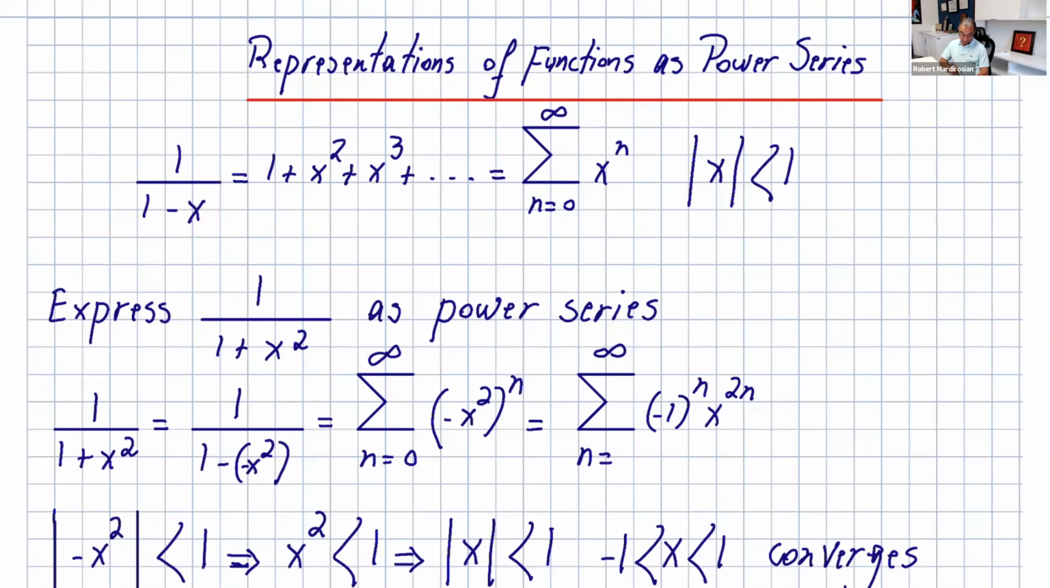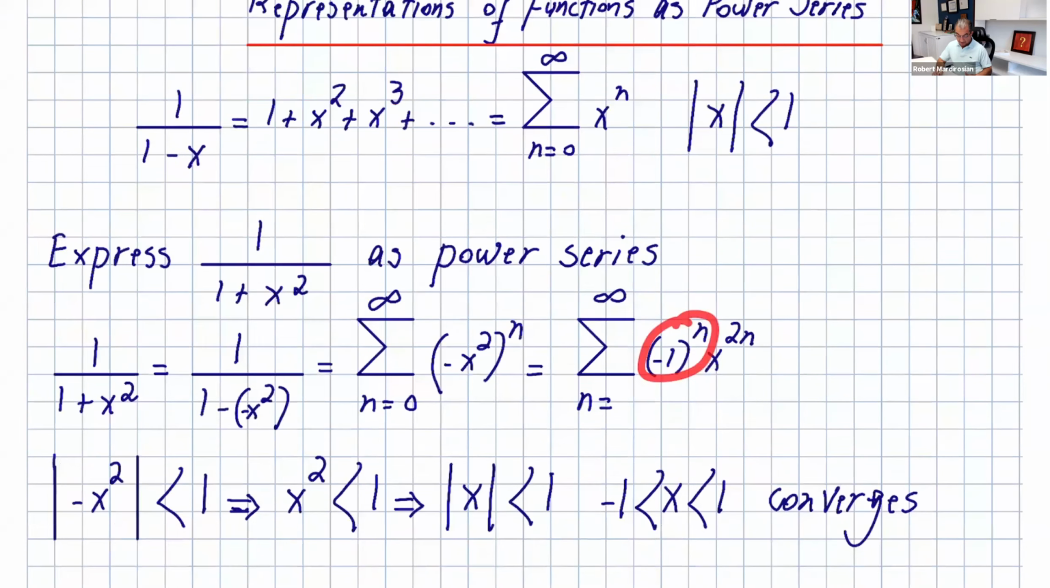First of all, for 1 over 1 plus x squared, you write that as 1 over 1 minus, because you have to have that negative sign. And again, this is the ratio now. So you can just substitute. Instead of x, you put negative x squared, to the power of n. But this is like negative 1 to the power of n. So you can take negative 1 to the power of n out, times x to the power of 2n. Again, when you have that, that means it's going to alternate.